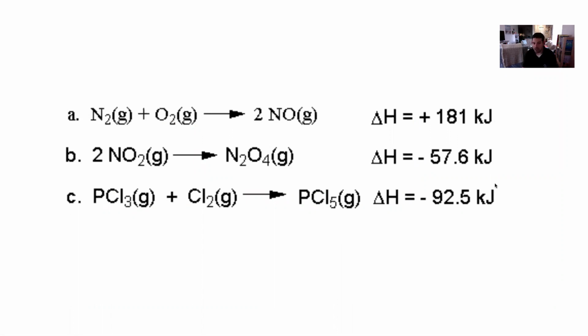Now, in reaction B, the delta H is a negative value. That negative value means it's exothermic, which means that's the energy that is being released as a product. So the two NO2 yields N2O4 plus 87.6 kilojoules as a product, right? That would be the product. So the delta H is negative when it's exothermic. And in C, we have a negative delta H, it is exothermic.